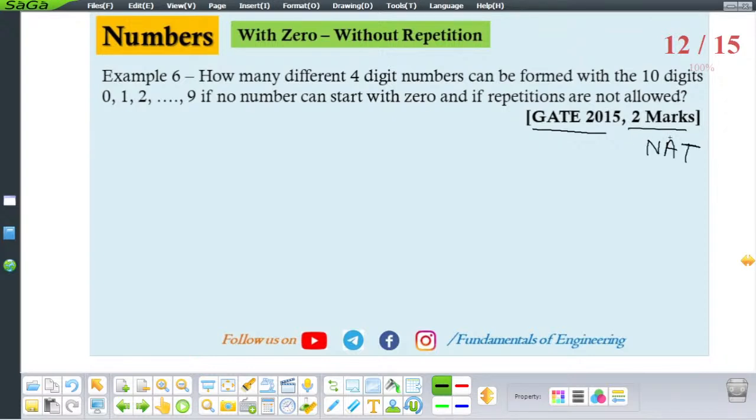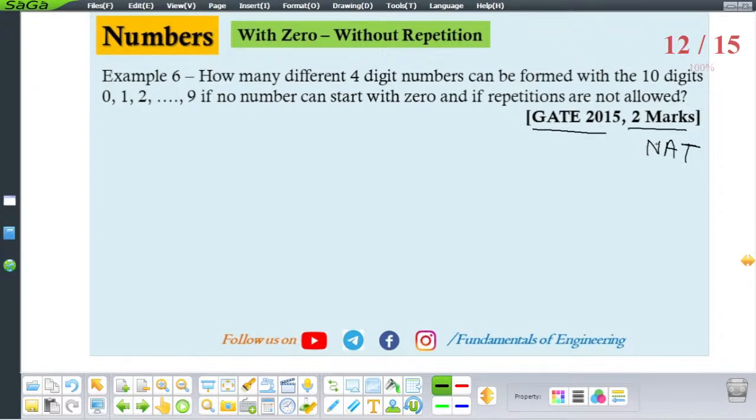In GATE we have 3 types of questions. One is objective, second is NAT type, and third is MSQ, which was added in GATE 2020. This was the NAT type question, which means you have to get the answer and write it down using the virtual keyboard which is given.